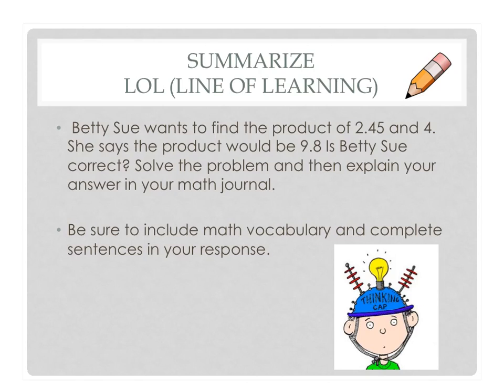All right, now it's time to summarize with our line of learning. Betty Sue wants to find the product of 2 45/100 and 4. She says the product would be 9 8/10. Is Betty Sue correct? Solve the problem and then explain your answer in your math journal. Be sure to include math vocabulary and complete sentences in your response. Good luck!